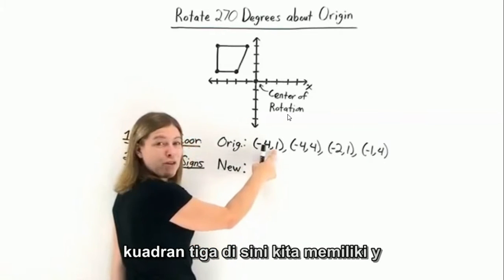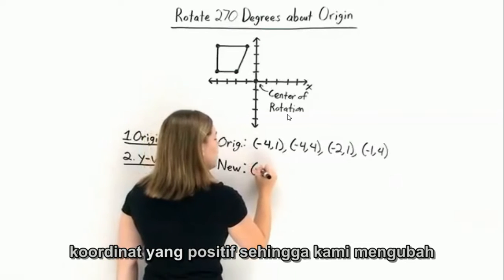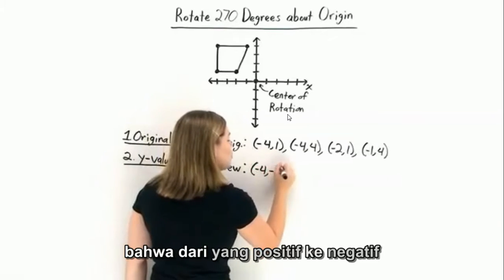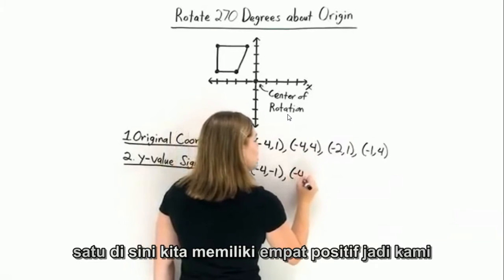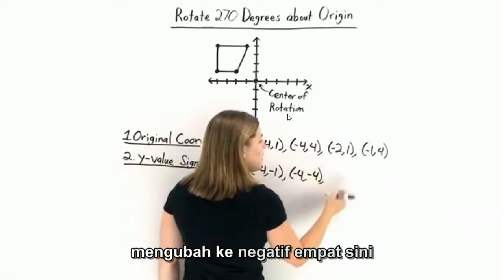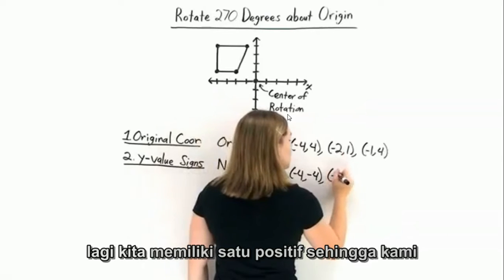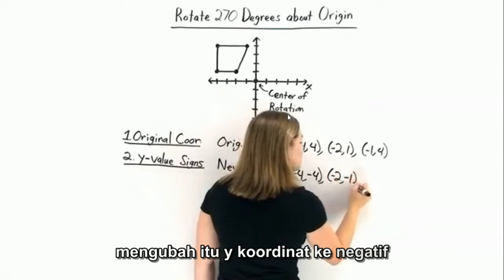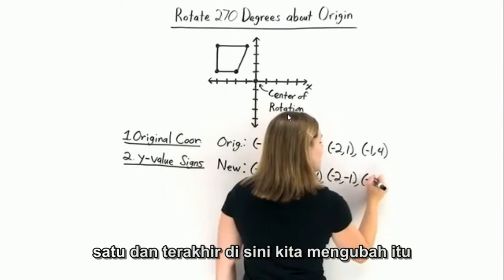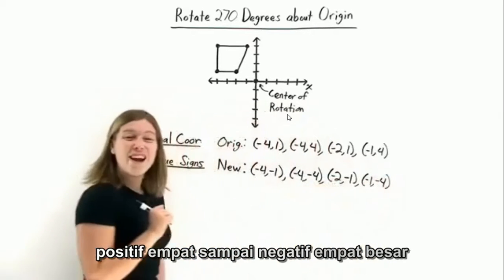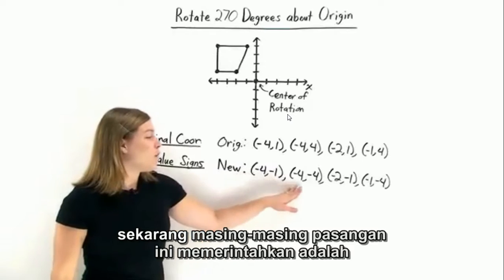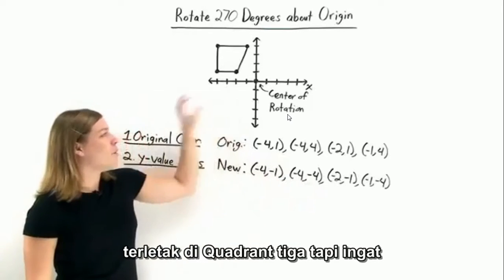Here, we have a y-coordinate of +1. So we change that from a +1 to a -1. Here, we have a +4. So we change that to a -4. Here again, we have a +1. So we change that y-coordinate to a -1. And lastly here, we change that +4 to a -4. Great! Now, each one of these ordered pairs is located in quadrant 3.